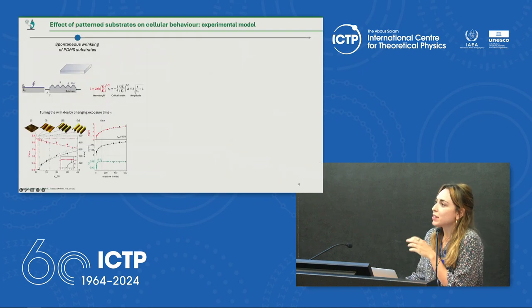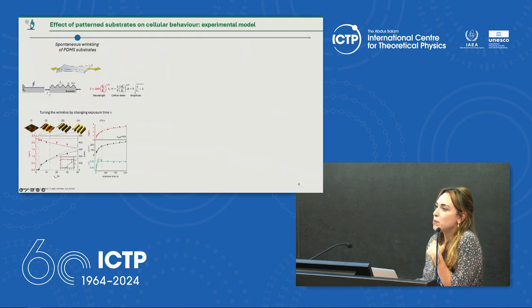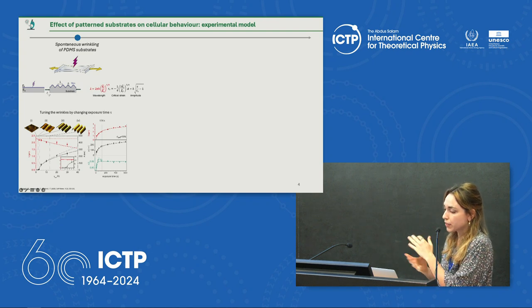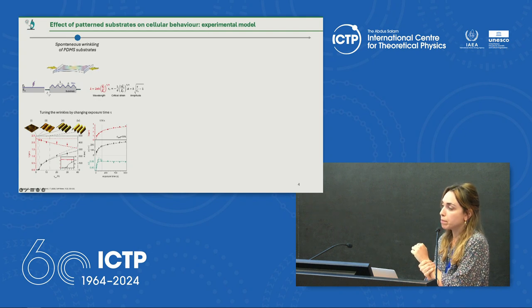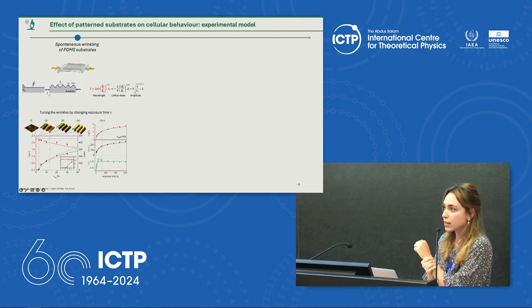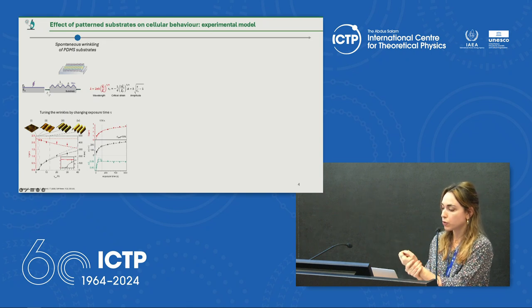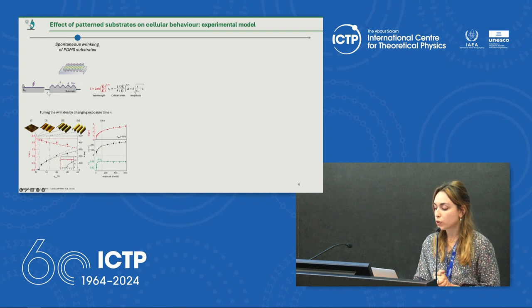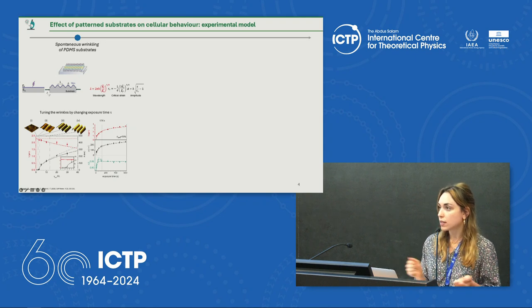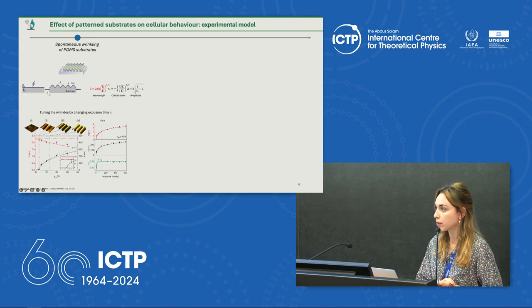What I'm trying to do is understand what happens to macrophages when they interact with a biomaterial. I'm modeling the biomaterial surface with wrinkled patterns, wrinkled substrates, and we create this surface in our lab through buckling. You take a PDMS polymer substrate, apply a strain, and then oxidize the surface. When you release the strain, spontaneous wrinkles arise.